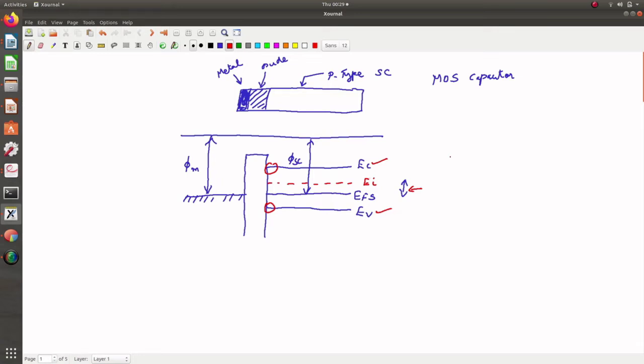The capacitance per unit area of oxide is given by C_OX is equal to epsilon_OX by T_OX, where epsilon_OX is the permittivity of oxide, and T_OX is the thickness of the oxide layer. This OX stands for oxide.